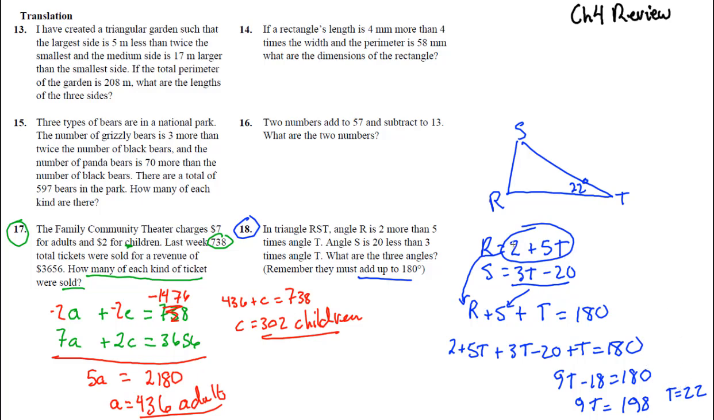Stick it back up here. 2 plus 5T, let me see if 22 is in there. We get 2 plus 5 times 22. It's 110, 112. So R is 112 degrees. And then S is 3T, 66 minus 20 is 46 degrees. And does that really work? 46 and 22, that's 68 plus 112 is indeed 180 degrees. Excellent.